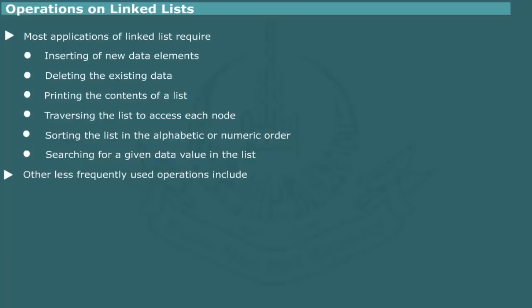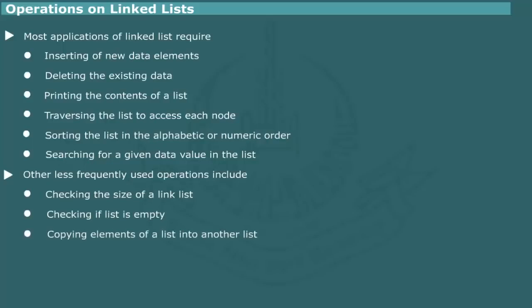Other less frequently used operations include checking the size of a linked list, finding if the list is empty, and copying elements of a list in another list. Normally, the operation of checking whether the list is full is not applied, because a linked list can grow dynamically by utilizing the storage space provided by heap. We now examine the implementation of these operations and explore the associated algorithms.